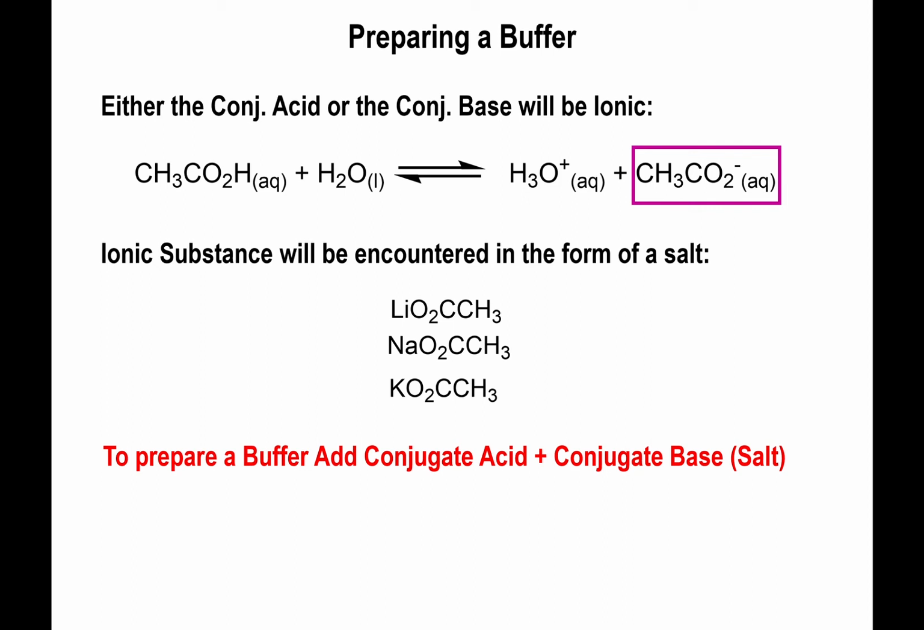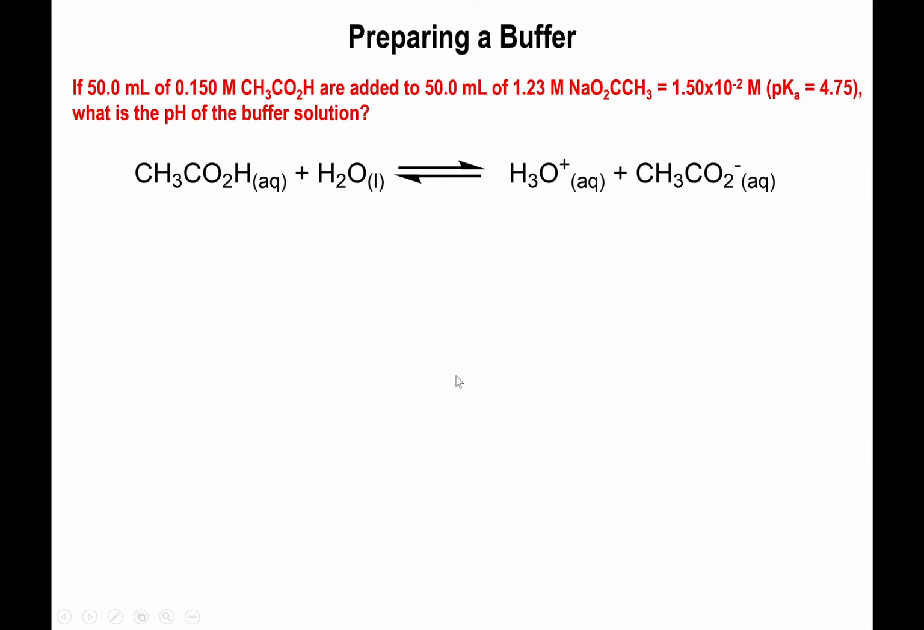So you have to consider, in most cases, not all, but most, the salt for the conjugate base in addition to the conjugate acid. To give you an idea of the type of problem that I could ask you that relates to this, I could say that you have 50 mL of 0.15 molar acetic acid, which you're adding to 50 mL of a 1.23 molar sodium acetate solution, right?